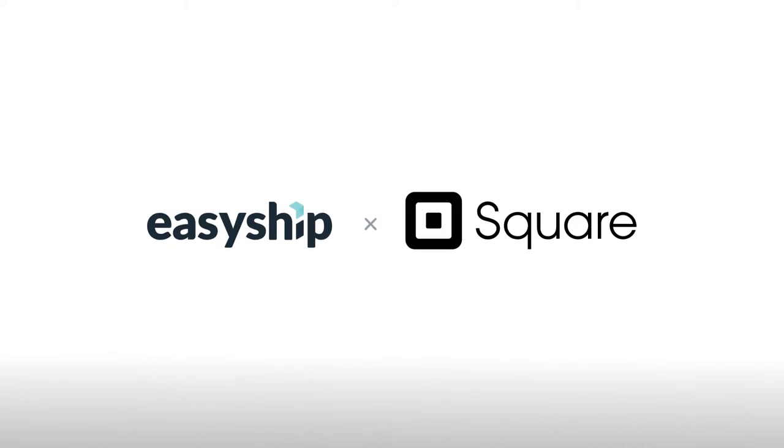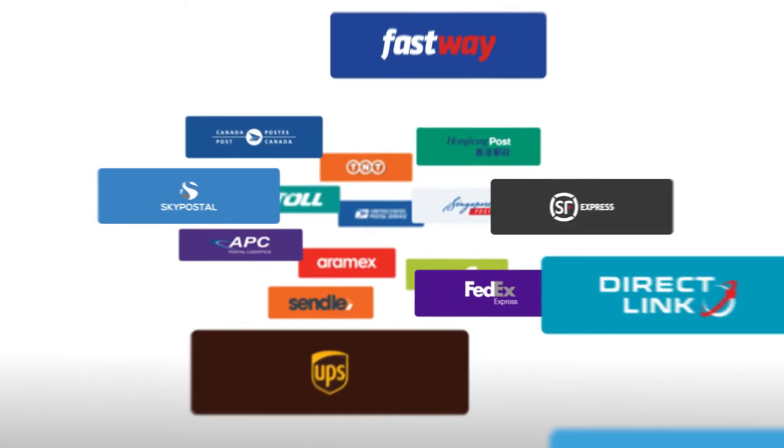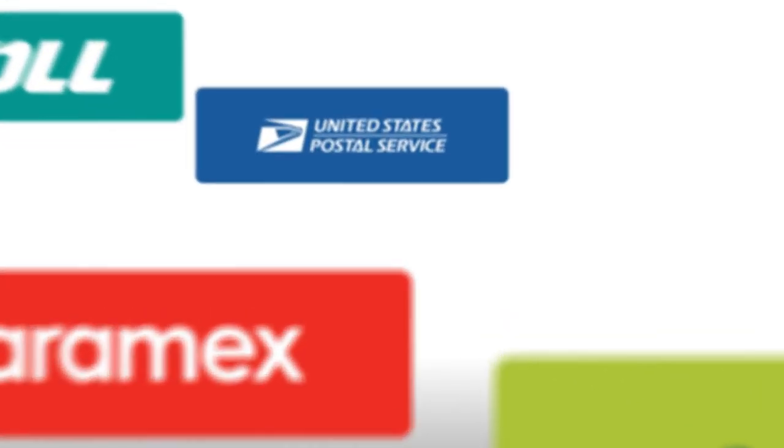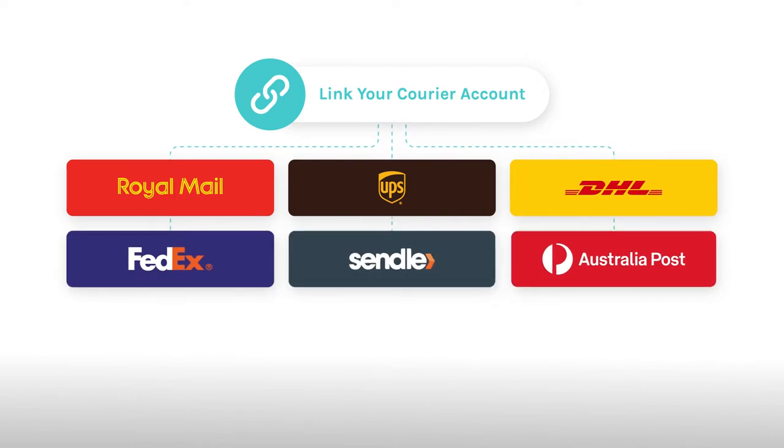Today we'll show you how to connect your Square account to Easyship. With Easyship connected, you'll have instant access to over 250 courier solutions discounted up to 70% off retail. If you already have your own courier account, you can also link your account to use your own rates.